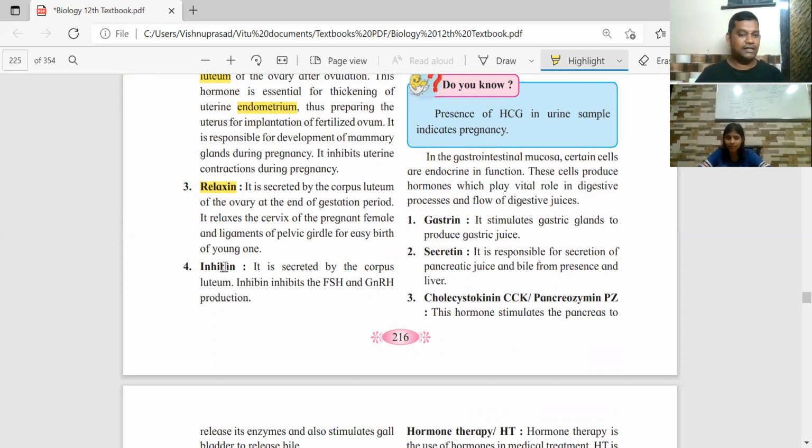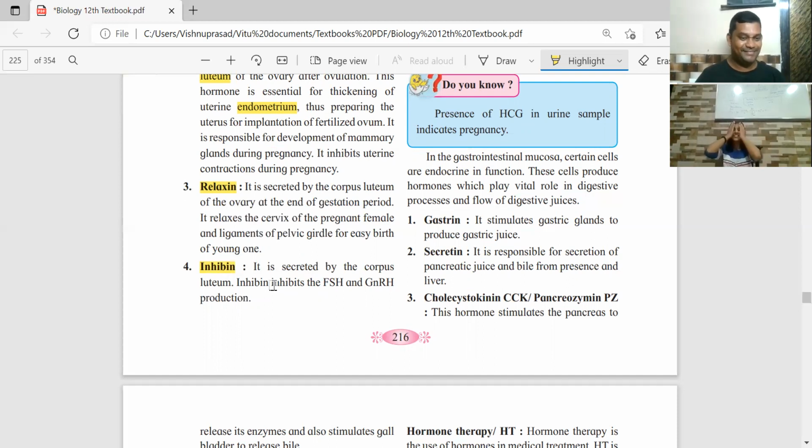One is inhibin. This is also produced by the corpus luteum. Till the time the corpus luteum is there, there should not be formation of new follicles. New follicles are stimulated because of FSH. So the corpus luteum will secrete inhibin, which sends a message to the pituitary saying that right now I am there, so you don't need to produce any FSH.